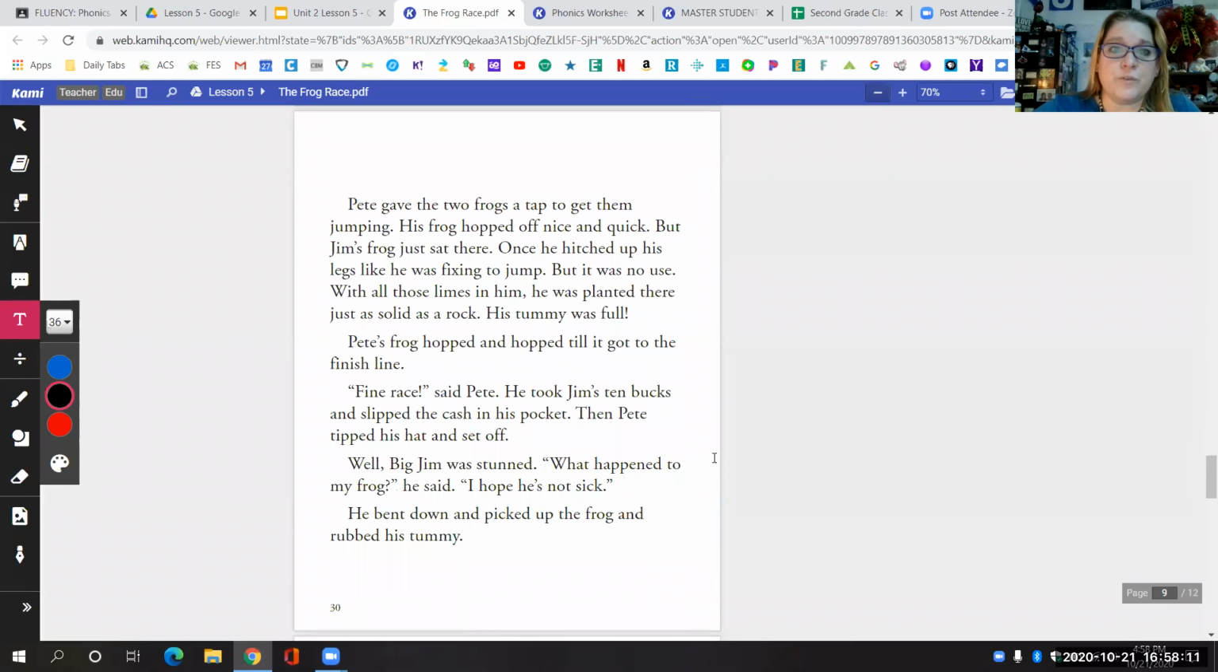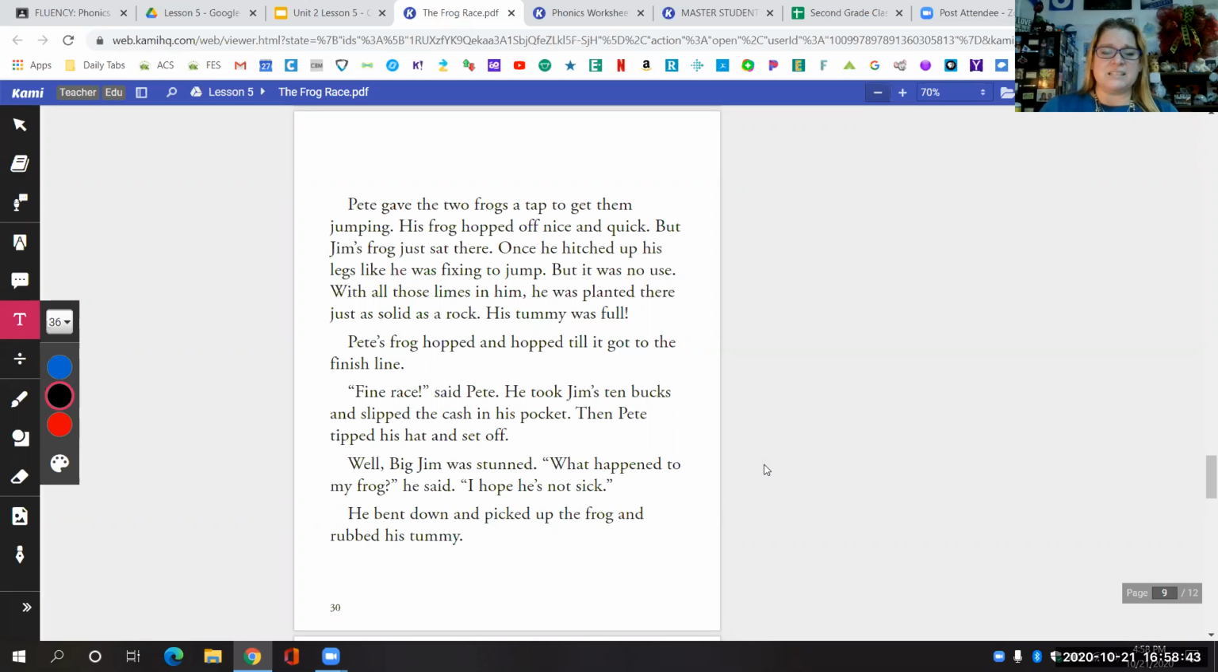Pete gave the two frogs a tap to get them jumping. His frog hopped off nice and quick, but Jim's frog just sat there. Once he hitched up his legs like he was fixin' to jump, but it was no use. With all those limes in him, he was planted there just as solid as a rock. His tummy was full. Pete's frog hopped and hopped till it got to the finish line.